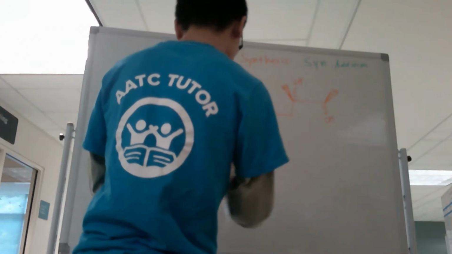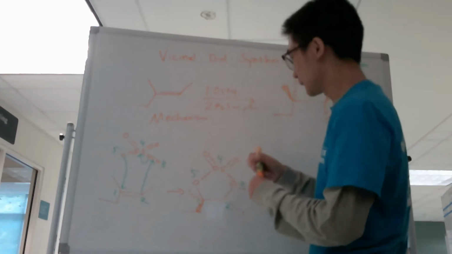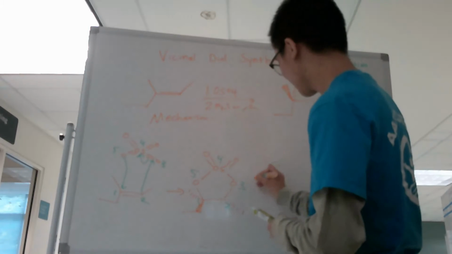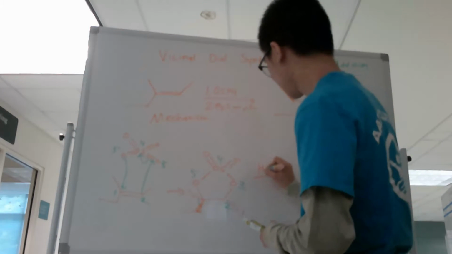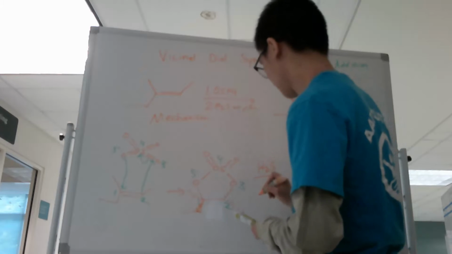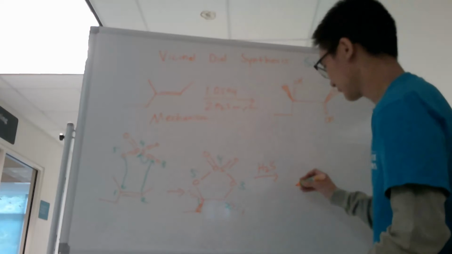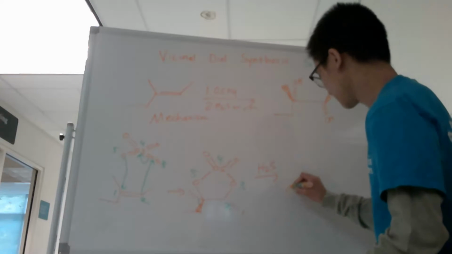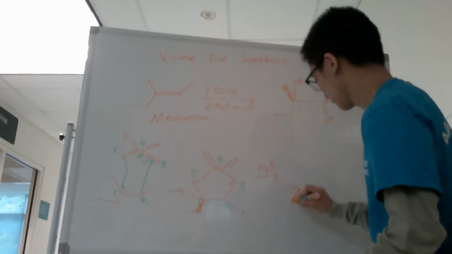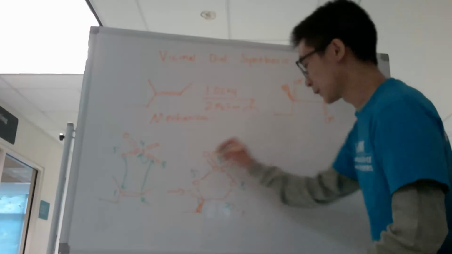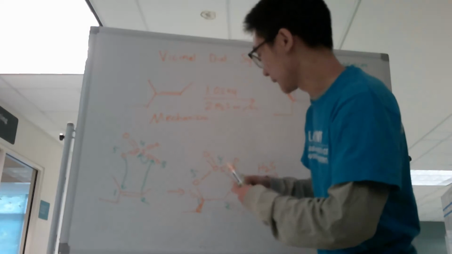I know what this does. The first step I can draw. The second step here is the reduction step, where we could use H2S to reduce this. So maybe this attacks down here and it kicks this off like that. This alcohol is a good leaving group, so we get rid of this osmium here.